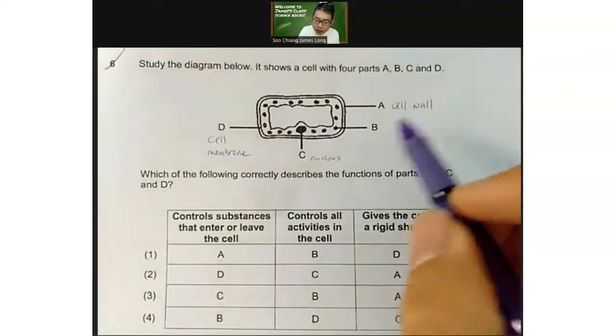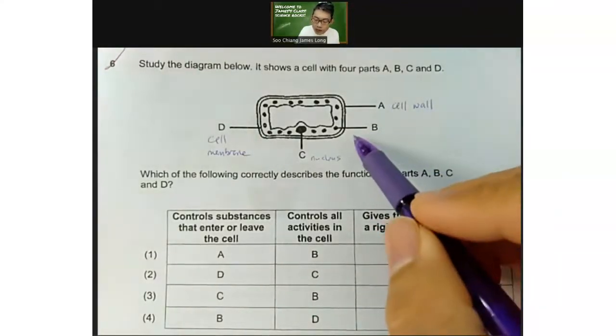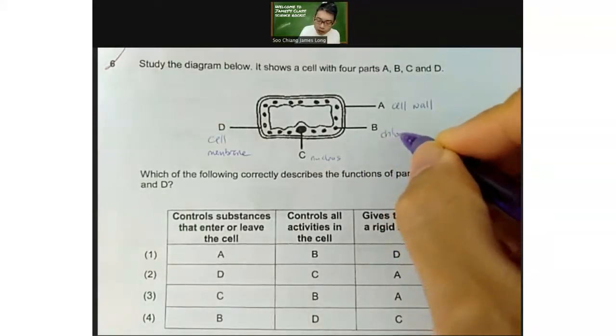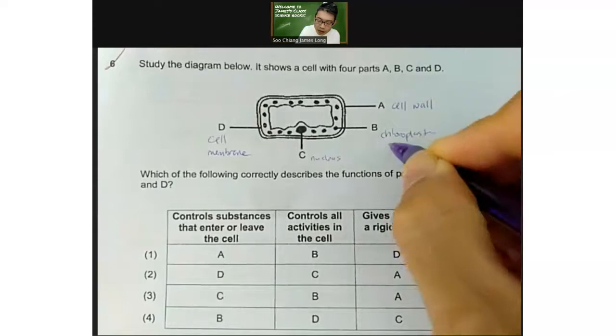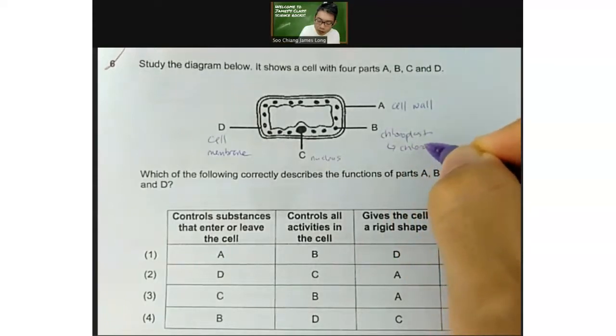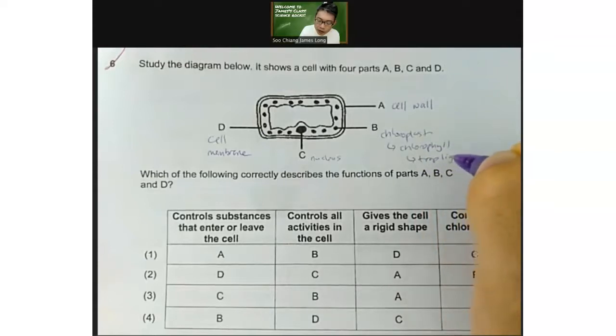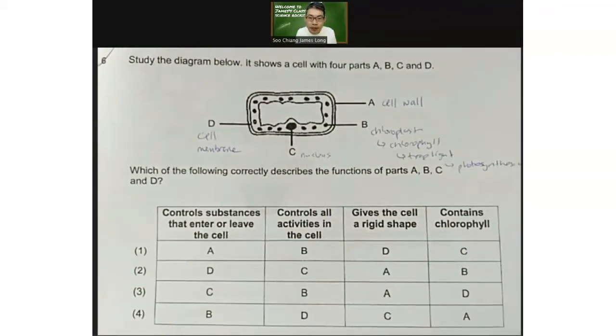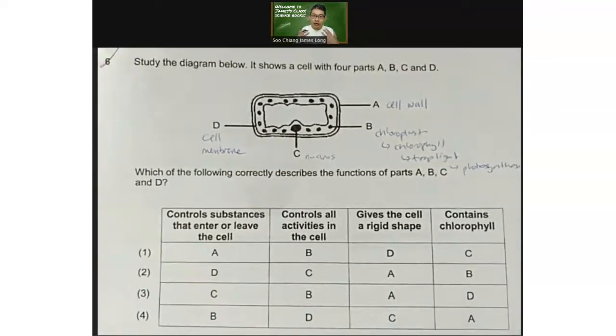Now this one clearly, when I see cell wall, it tells me this must be a plant cell. All the smaller dots will be your chloroplasts. And chloroplasts contain chlorophyll, and chlorophyll traps light to make food during the process of photosynthesis. Okay? Now we shall correctly describe the parts A, B, C, D and the functions of it.